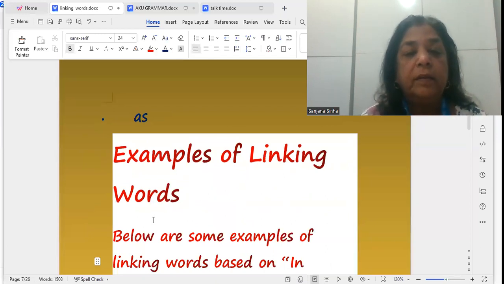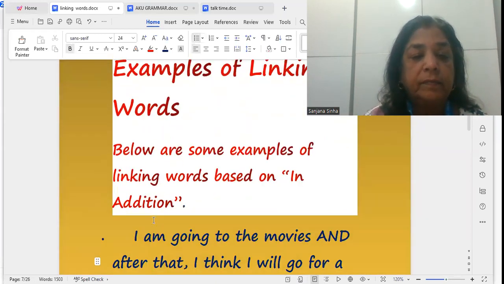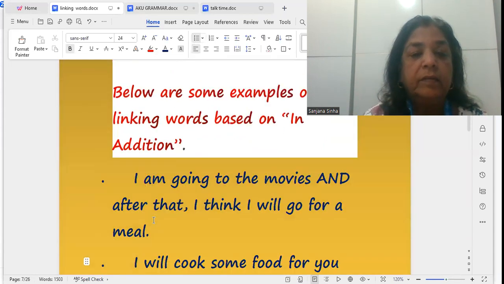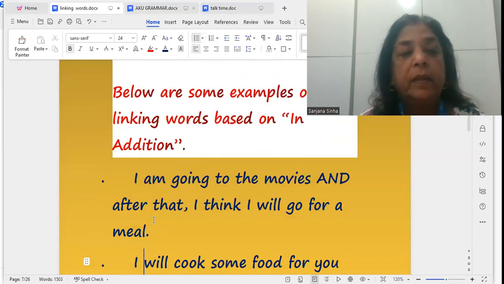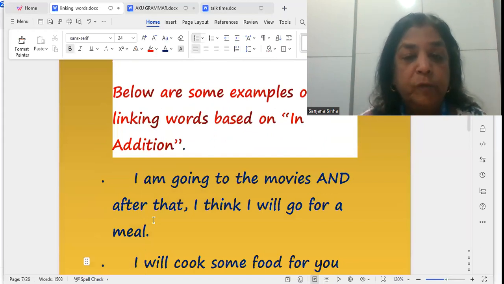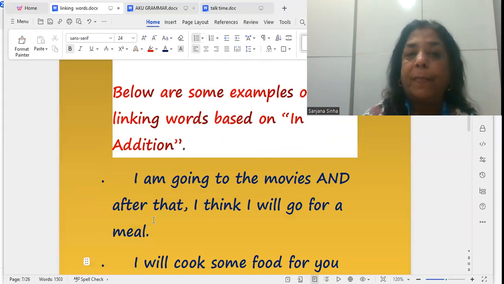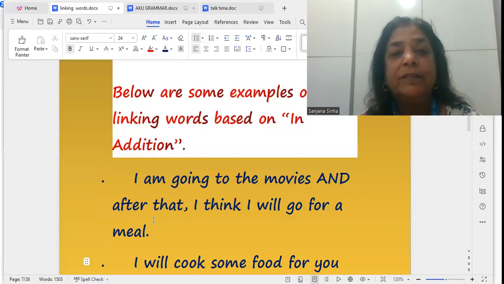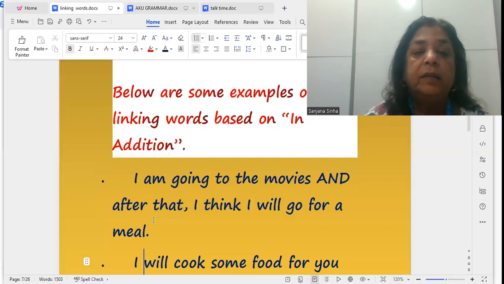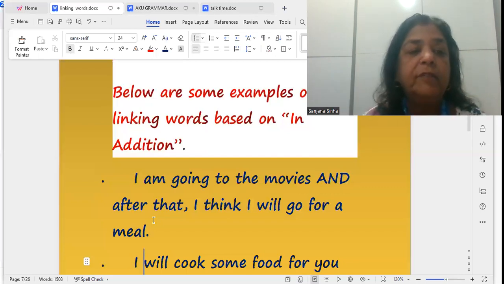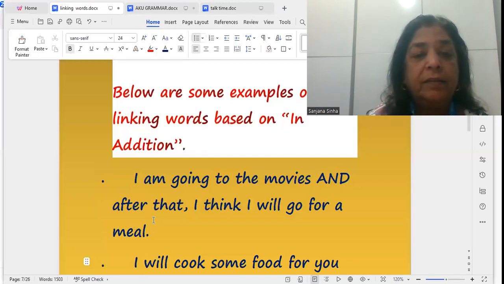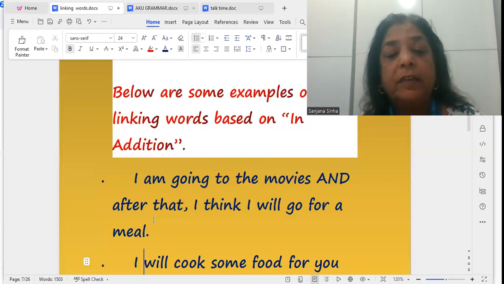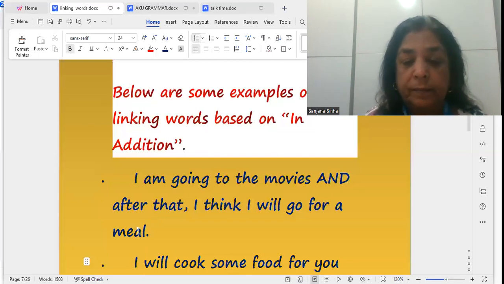Below are some thinking words, simple sentences which I have made. I am going to the movies, and after that, I think I will go for a meal. Examples are there in front of you. You can make your own sentences. You can make your own paragraphs. I am going to the movies, and after that, I've used and I've used after that. I think I will go for a meal.